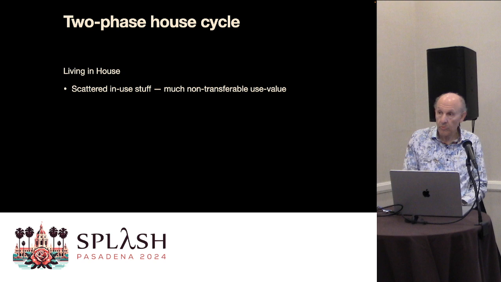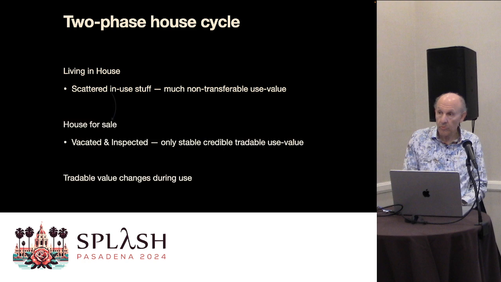But then when you go to sell the house, a typical pattern is you then vacate the house, you remove all of the stuff that has the non-transferable value, leaving behind the house that has the transferable value, the house for a buyer to then acquire in order to gain that transferable value. The other thing that's really important about vacating the house is you stop mutating the house. And you do that before the house gets inspected.